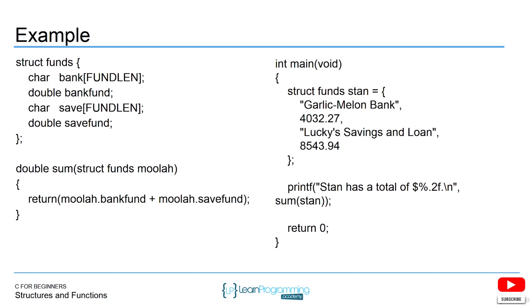Now we're returning, in this example, sum is just a double. Right? We're not returning a pointer. We're just taking a pointer as a parameter. And so in our main function, we're creating a structure variable called stan of type struct funds. We're initializing it with some values. And then we're printing out the total of calling sum.